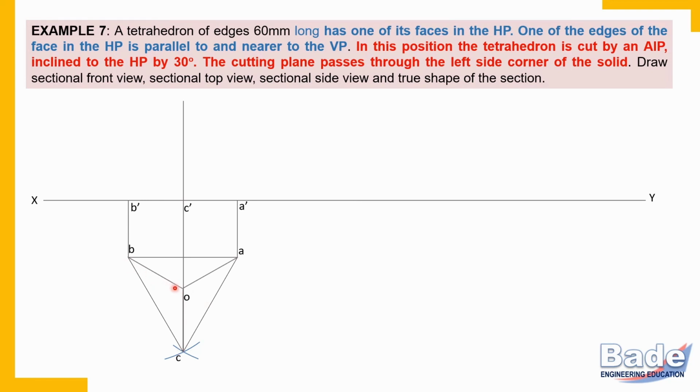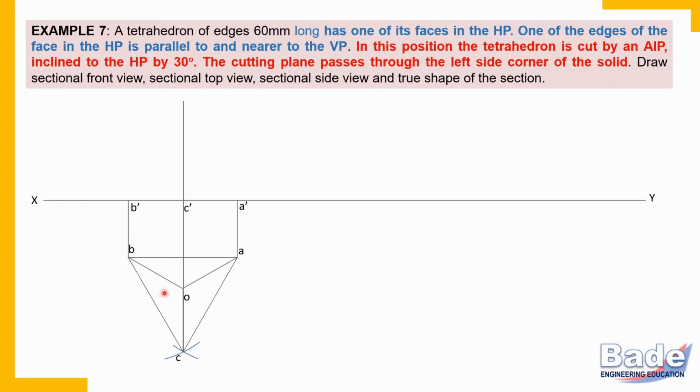But edge OB, check. The top view gives details with respect to VP. Remember, from the top view it is clear that edge OB is not parallel to VP, and that is why O dash B dash must not be true length. That is, you cannot draw O dash B dash 60 millimeter long. That is a mistake. In projections of lines, you have studied that if the top view is parallel, the front view gives true length, and if the front view is parallel, then the top view of that line gives true length.